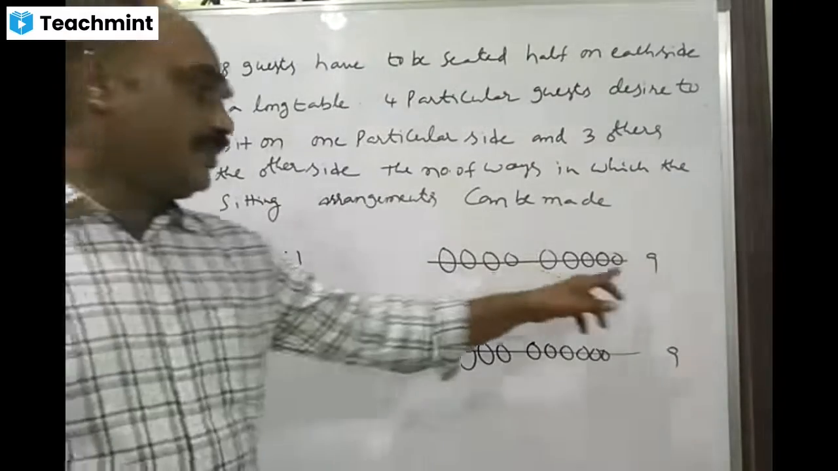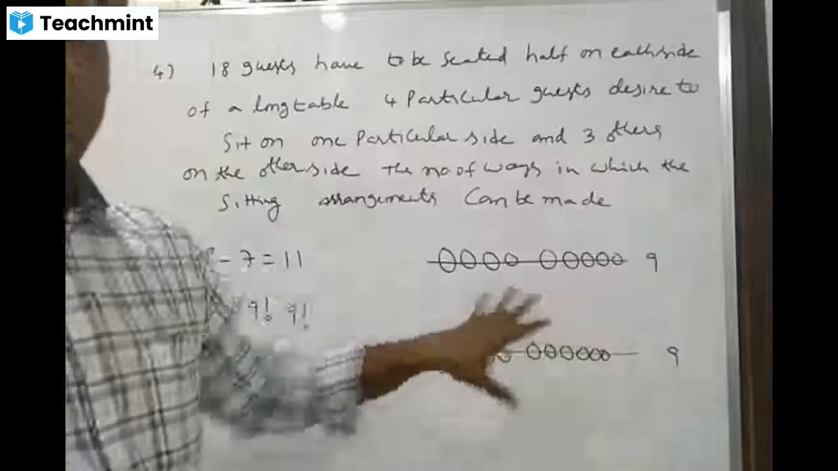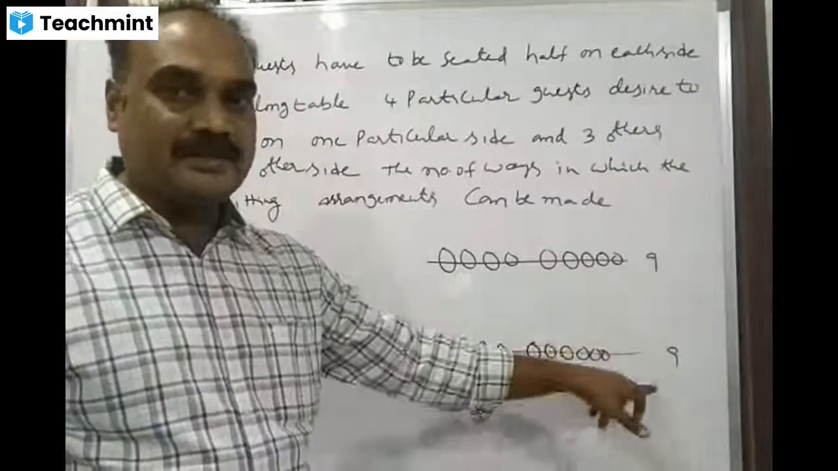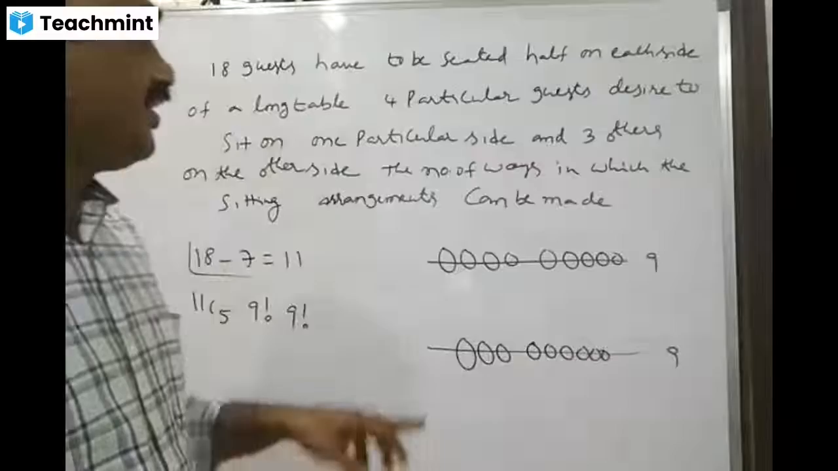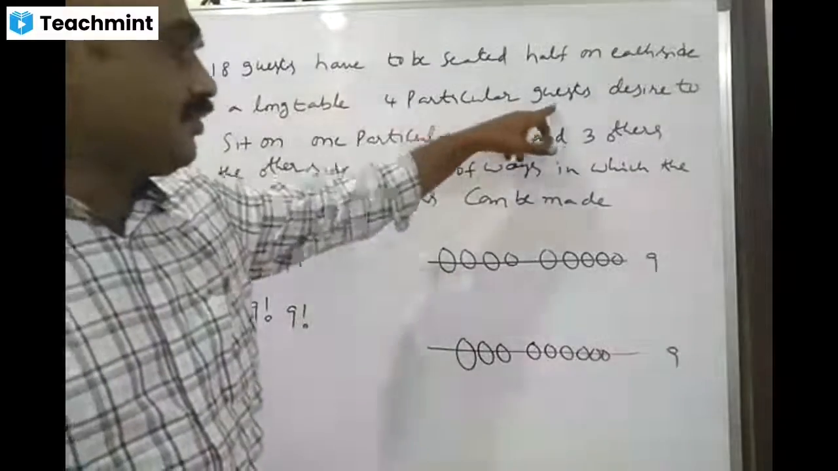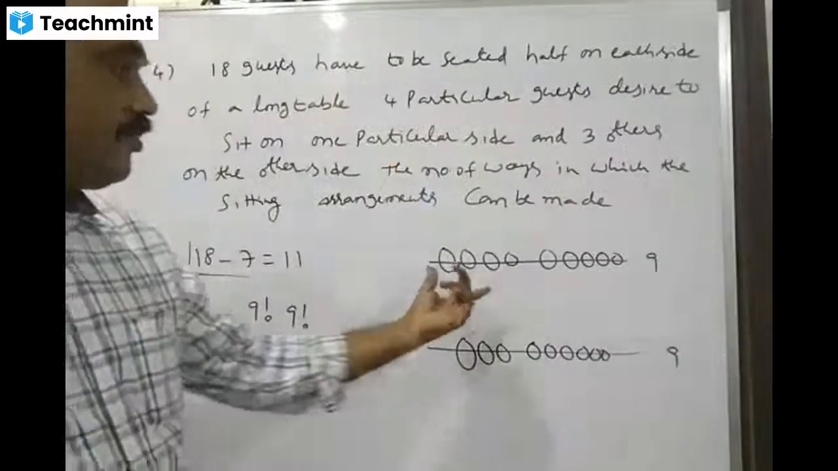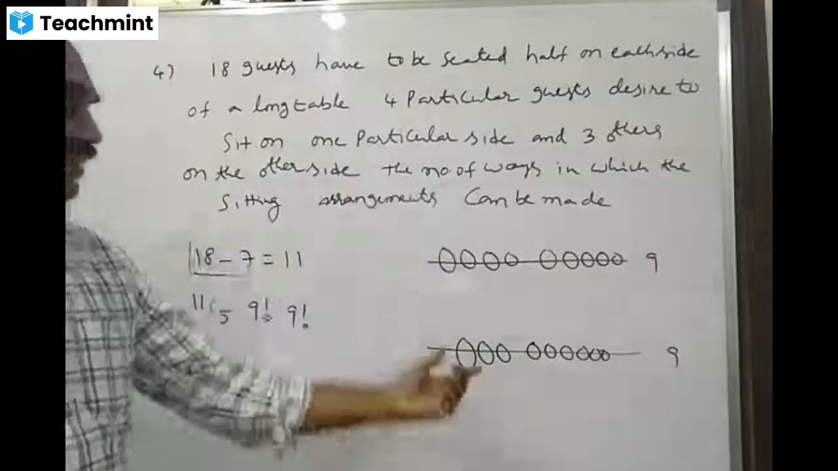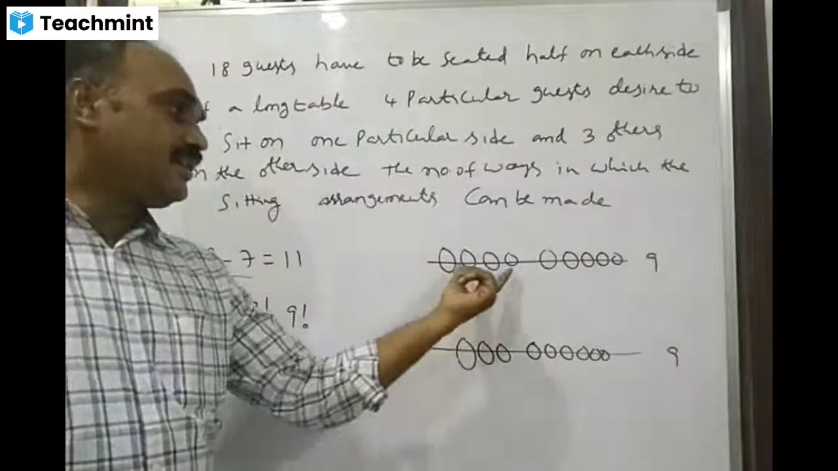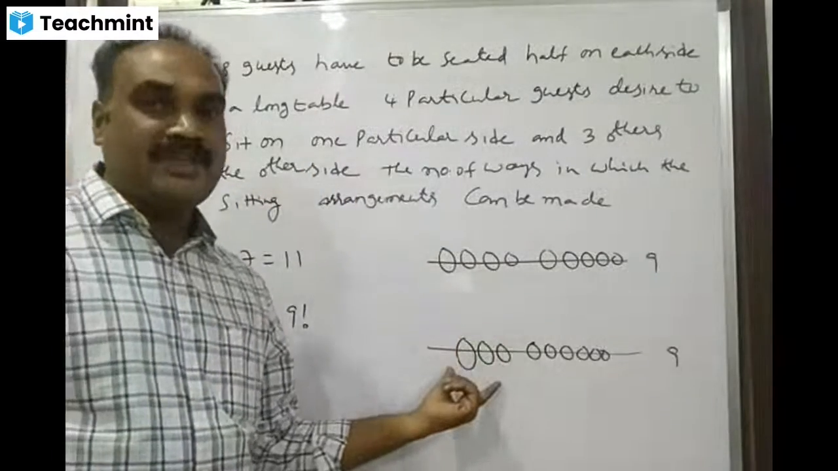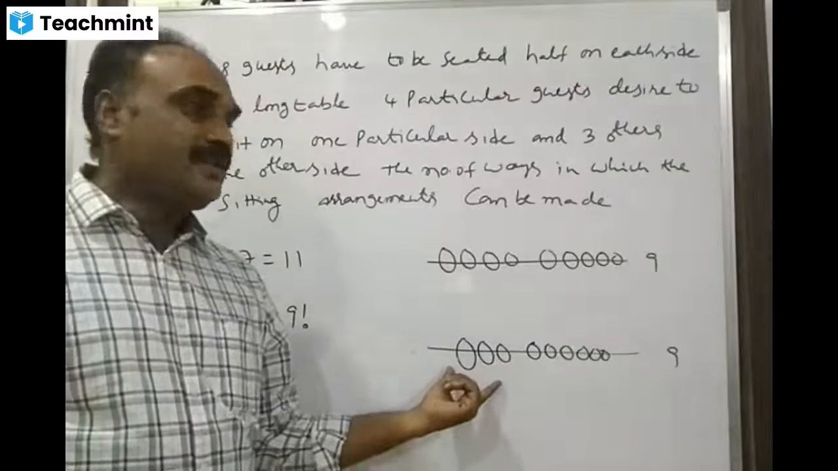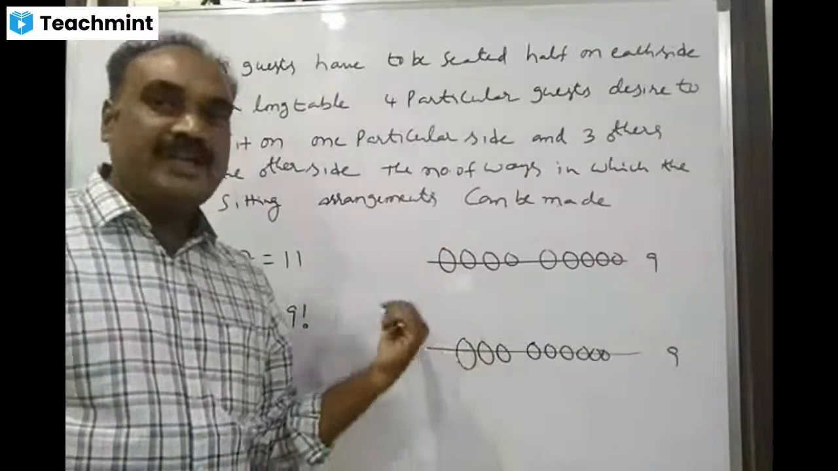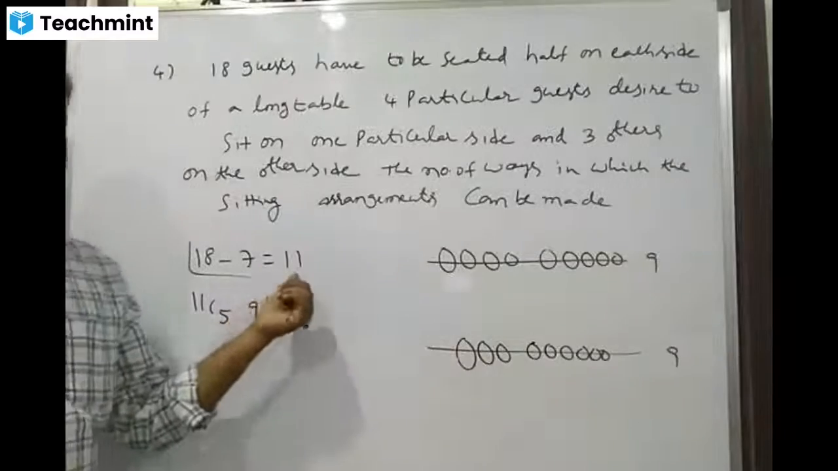Friends, each side has 9 members. Here 9, here 9. Here what is the condition? 4 particular guests on only one side. Suppose 4 members are on this side and the next 3 members on the other side. Total 7 persons are arranged. Out of 18, 18 minus 7 is equal to 11.